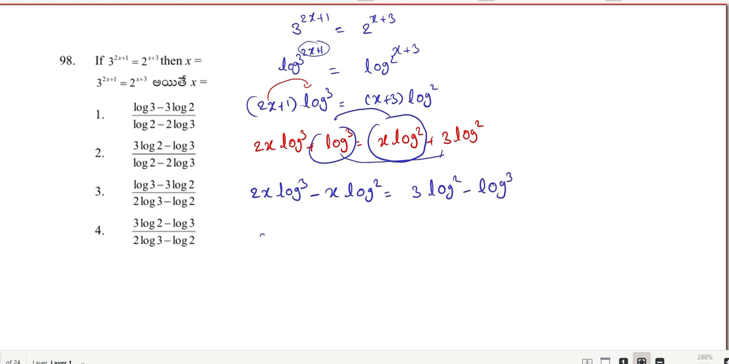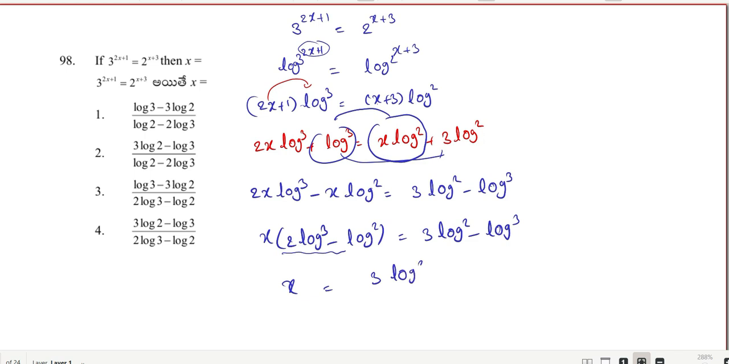Taking x as common, 2 times log 3 minus log 2 gives you 3 log 2 minus log 3. Transposing this multiplier to the other side, it becomes a divisor, so x is equal to 3 log 2 minus log 3 by 2 log 3 minus log 2. If you observe the answer options, you can go with the fourth option as the correct one for this question. Now let us go ahead with the next question.